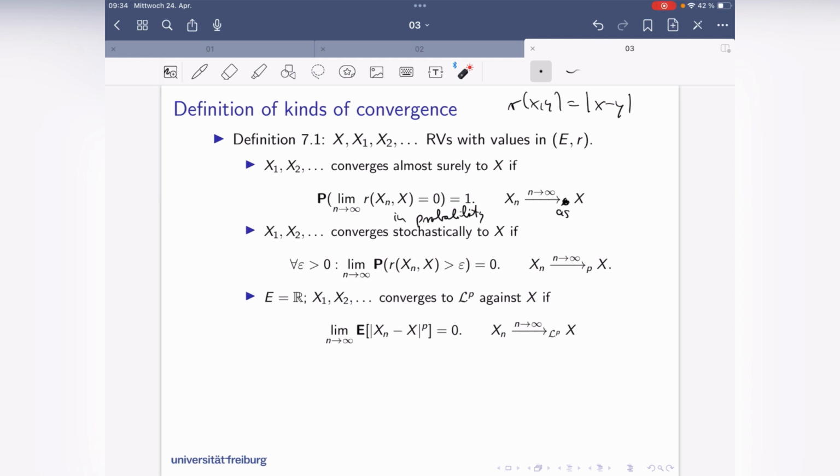And last, the LP convergence. That's, I think, rather easy to grasp. You take Xn minus X, you take this to the power of p, you take the expectation, and if that goes down to 0, then you have LP convergence.